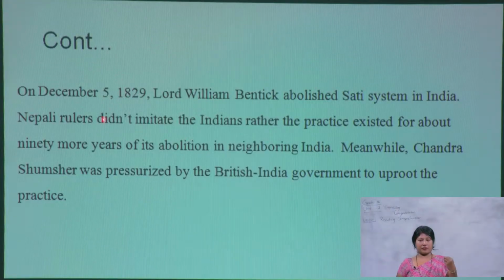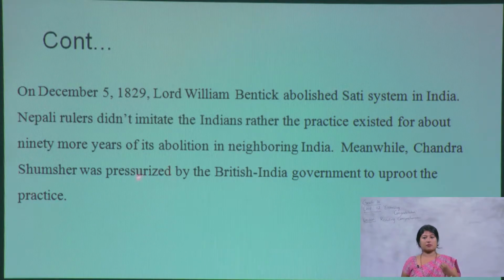On December 5th, 1829, Lord William Bentinck abolished the Sati system in India. Nepali rulers didn't imitate the Indians, and the practice existed for about 90 more years after its abolition in neighboring India. See, the Sati tradition was abolished in India 90 years before Nepal. Nepal practiced it 90 years longer.